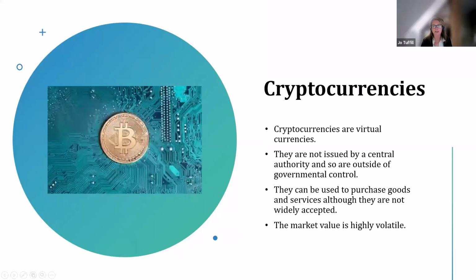So first of all, cryptocurrencies. Nobody likes them because nobody understands them, but let's try and understand them. Cryptocurrencies are a virtual currency, and they're not issued by a central authority, so they're outside governmental control. They can be used to purchase goods and services, although they're not widely accepted, and the market value is highly volatile. As we know in the current terms, so if you're watching this video other than in spring 2025, you may be thinking, what is she going on about? But at the moment, cryptocurrencies are definitely volatile because of the tariff issue that's going on in Trump Towers, shall we call it. So they have been going through the roof and now they're dropping.